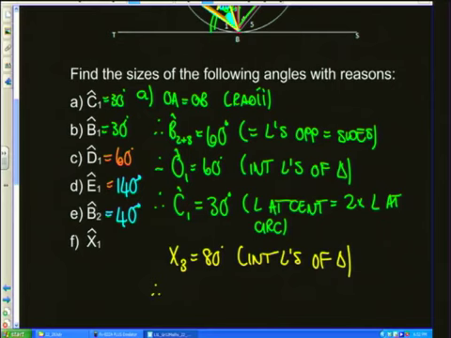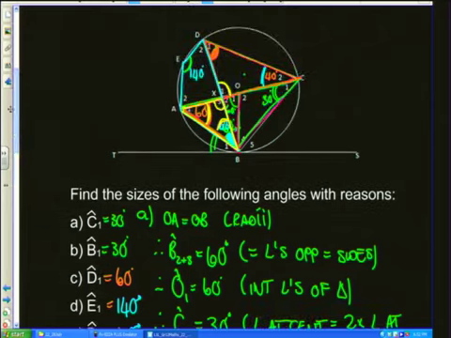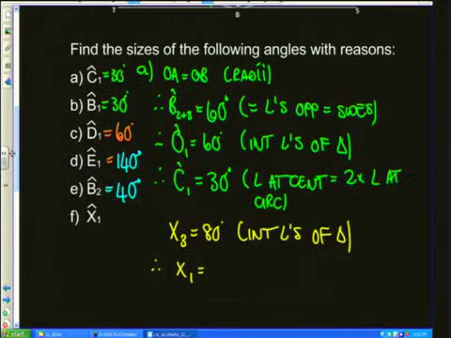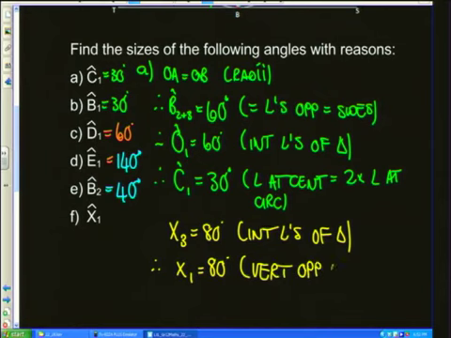And that would mean that angle X1, if we take a look at it, this is something we haven't used yet, they're vertically opposite. Okay, X1 and X3 are vertically opposite each other. So X1 is also equal to 80 degrees because of vertically opposite angles. All right. Queen, did anyone give us all the right answers there?